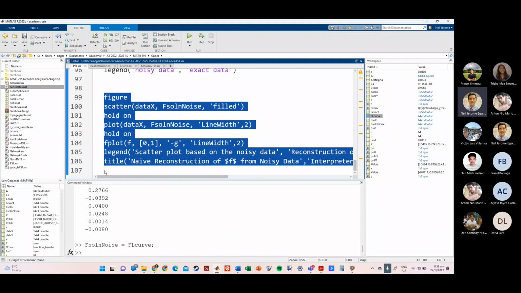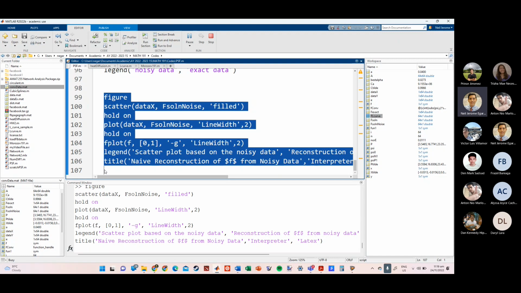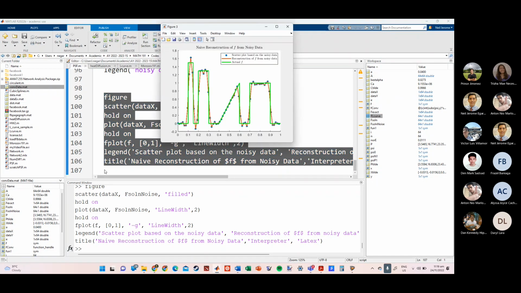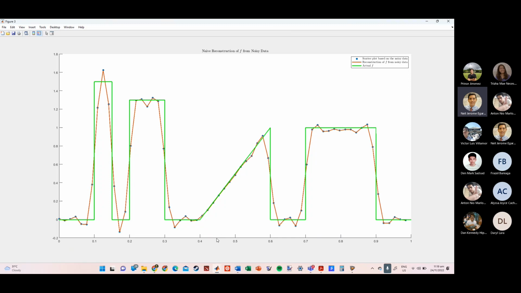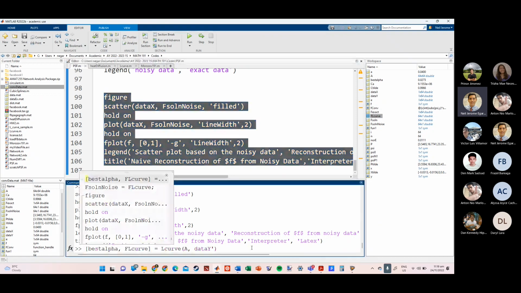Tapos mag-F9 na lang ako dito. And then I should be getting the plot using the results that I got from the external function. And then here we go. This is our reconstruction, which is far better than the reconstruction from the noisy solution. But actually, hindi pala to noisy data, no? Kasi ginamit ko rito ay perfect data. If you recall, yung ginamit ko sa L curve, hindi ko pala nilagyan ng noise.